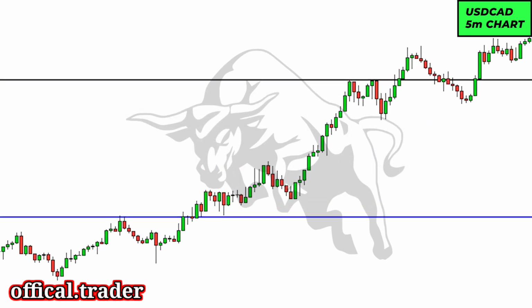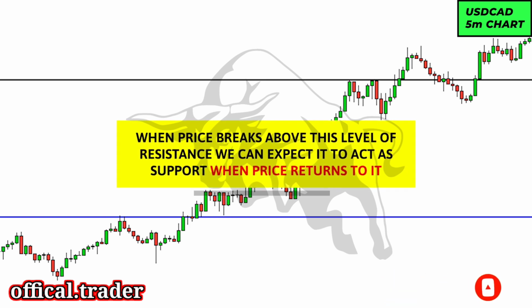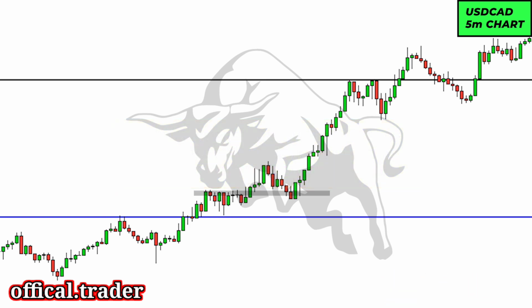Here's what we're going to do instead. When price gets above the mid pivot and is showing a willingness to remain above it, then we're going to look to enter a buy trade. In this example, you can see that we have a small bounce off the mid pivot initially, but price continues higher and manages to remain above the level. Notice this short-term level of resistance forming on the 5-minute chart. When price breaks above this level of resistance, we can expect it to act as support when price returns to it. In this example, we see a small push higher and price quickly returns to this level of support.